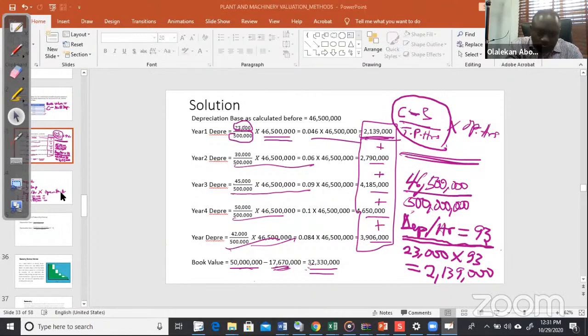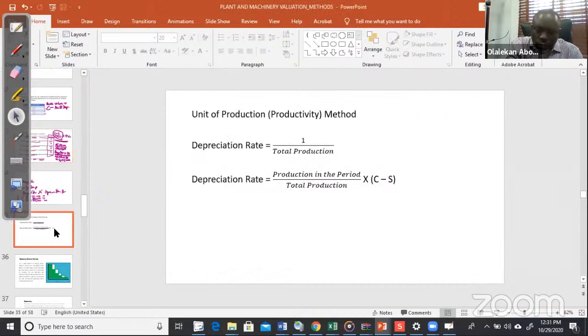Hello, sir. Yes, please. On the one you just explained, if they ask us to prepare the table of depreciation and book value, for year one, it will be the cost minus the depreciation value of that year, right? Okay. For year two, will the answer we got for the depreciation of that year be used as the cost, or the initial cost?